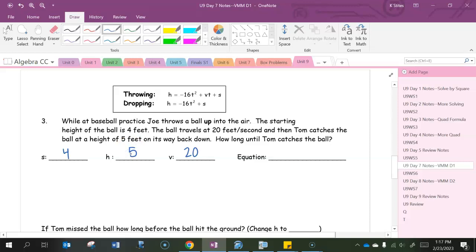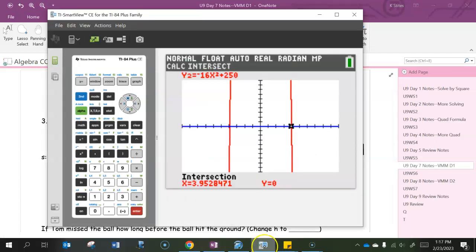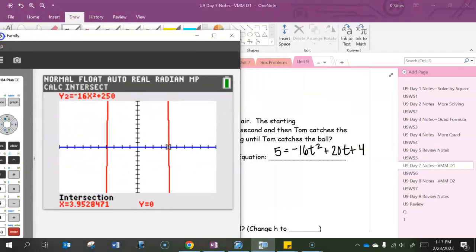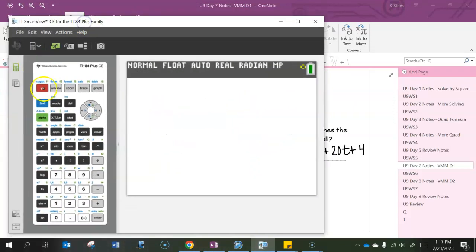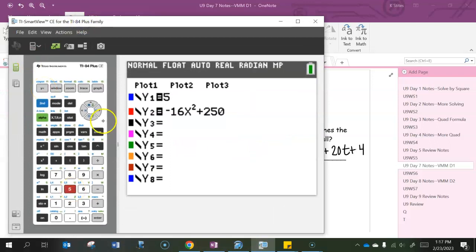Since we are given velocity here, we're going to go ahead and use our throw equation. They also use the word throws in this problem. So h equals, notice it's 5 equals this time, negative 16t squared plus, our velocity is 20, okay, plus 20t plus my starting height is 4. Now, if you want, you can move that 5 over, subtract your 5 over, and then you'd be looking at where you're hitting the x-axis, but it's also okay to go ahead and just type in a 5 here.